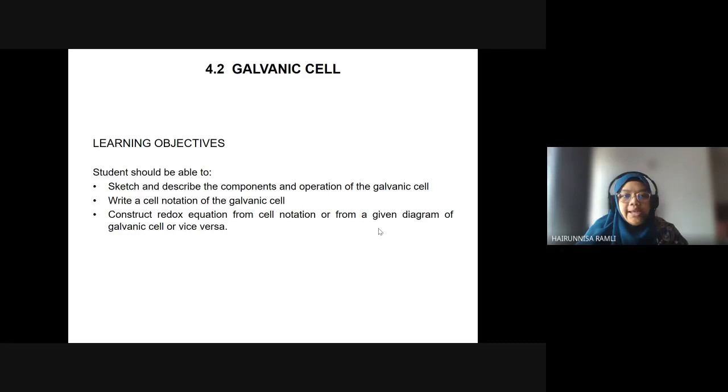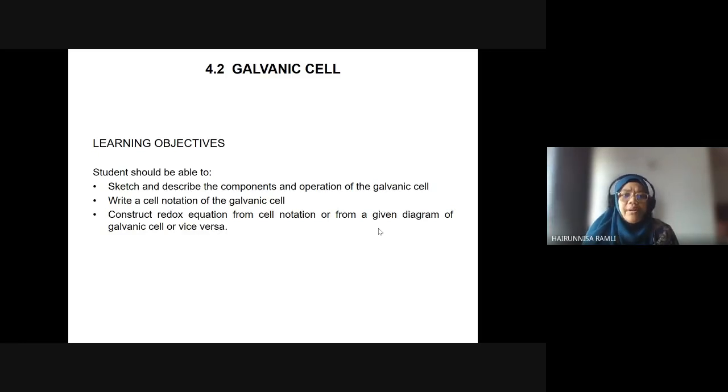So at the end of this subtopic, you should be able to sketch and describe the components and operation of the galvanic cell. So you kena tahulah macam mana nak sketch bentuk galvanic cell tu. Ada beaker, ada dia punya electrode dia. So you kena tahu.